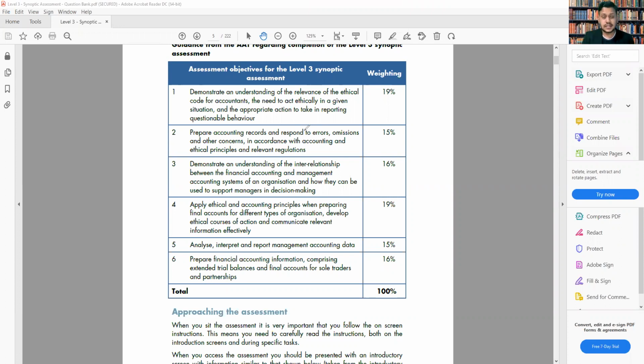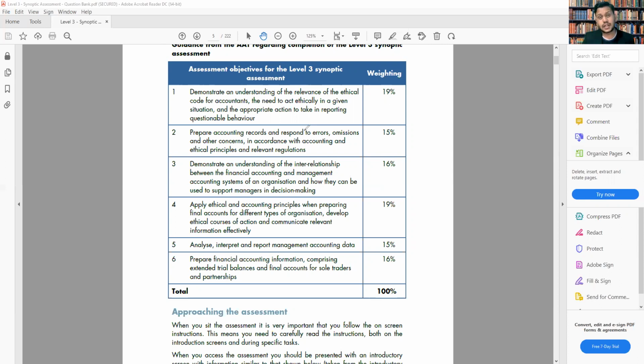Before, you had to pass the ethics separately and the Synoptic separately. Now it is a combination of all the areas. So if you can get a good score in ethics, it will have a good impact on the overall grade. So make sure you revise your ethics very well. And I have one piece of advice for all of you. When you do the ethics question, don't rush, because sometimes the question can be tricky. It looks very easy, but actually it is not.